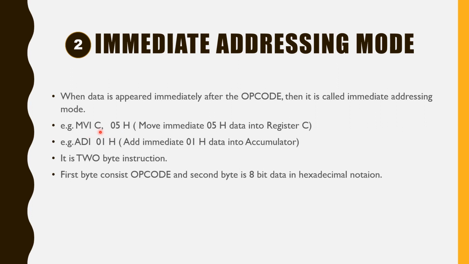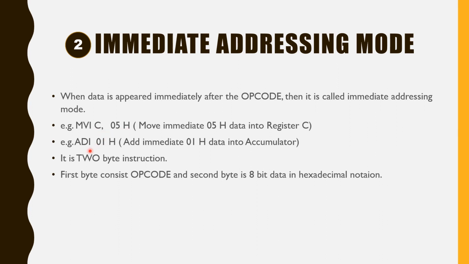So the meaning of this is move immediate. MV means move and I means immediate. So move immediate 05 data to the C register. Already I told you that the destination comes first and the source afterwards. So here, move immediate data 05 to register C. This is an immediate addressing mode, and it is of 2 bytes. MVI C will consume the first byte and 05 will be the second byte.